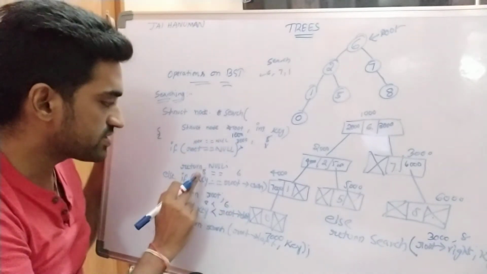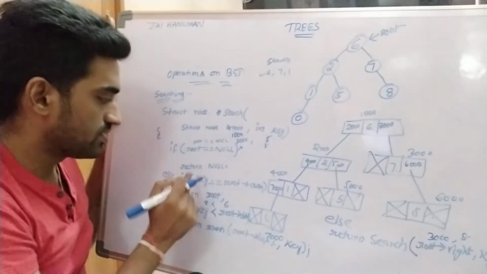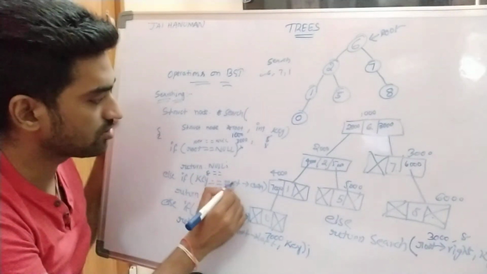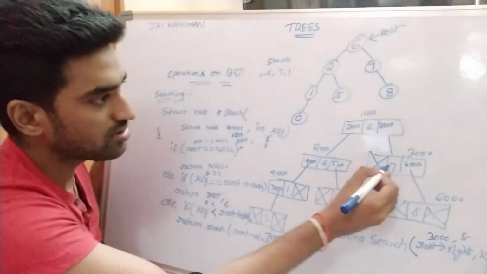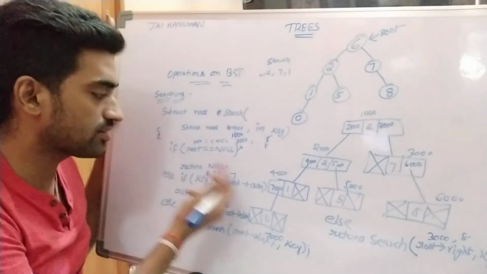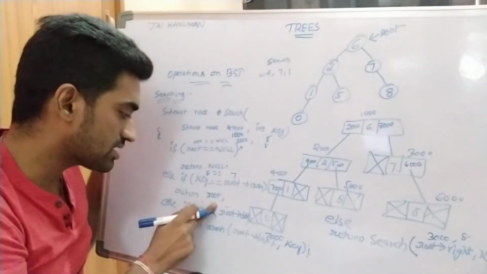So this condition is obviously failure. We are checking this one. So key, which is 8, is equal to root data. So root is 3000. So 3000 memory location holds the 7 data. So 8 is equal to 7. Condition is failure.